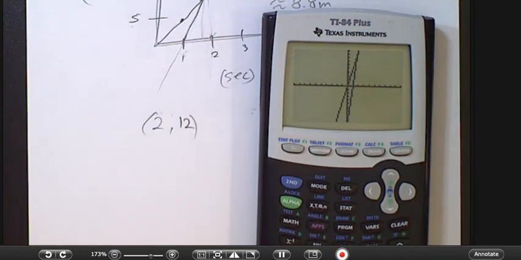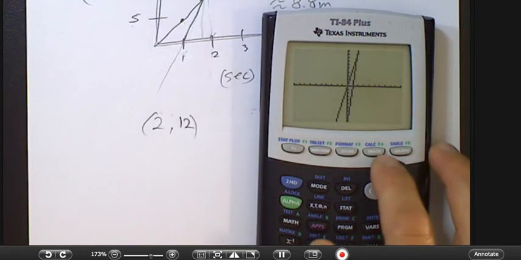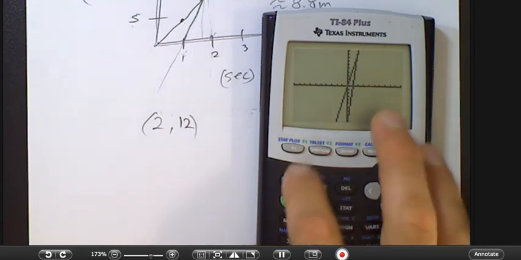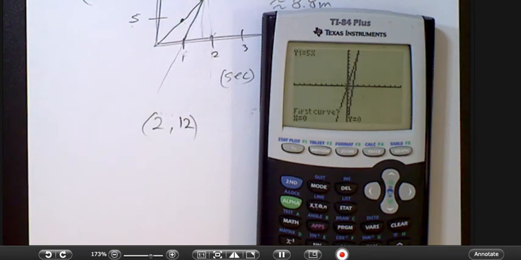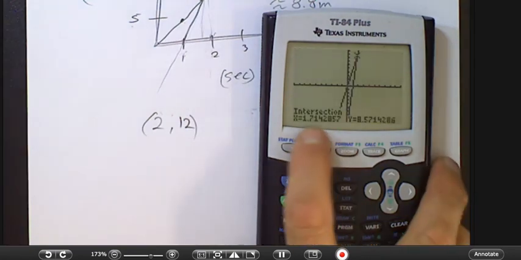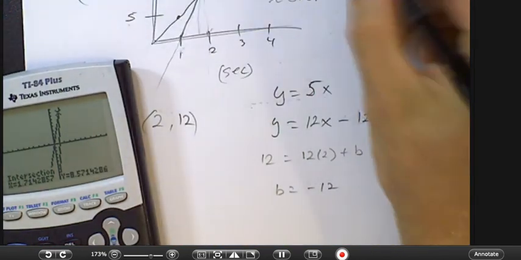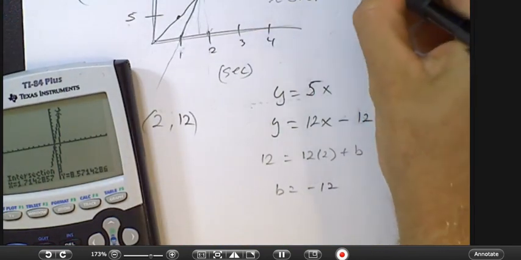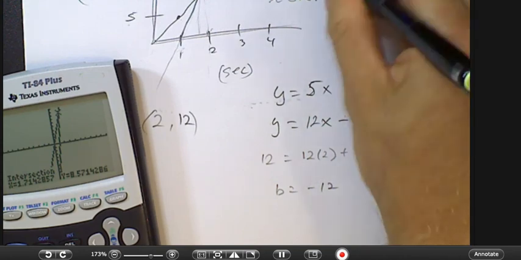I don't know why I should have to do it like this, but it looks exactly like the one I drew. So I'm going to go to, let's see, second calc, I think is what it is. Intersect, boom, boom. And there I got my intersect. So 1.7 and 8.6. Ooh, that was pretty close. So 1.7 seconds and 8.6 meters is my final answer.